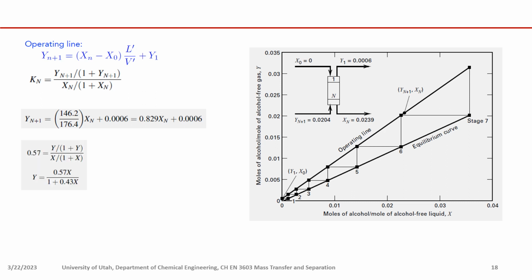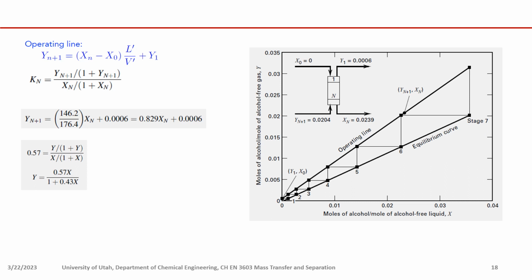Then you can calculate the equilibrium curve basically by plugging the numbers into the equation for K value, right? So we know y and x here, we know the K value. Just plug in there. Then rearrange this equation so you can write it as y as a function of x. Then you can plot it here. That's the equilibrium curve. Now we have the operating line, we have the equilibrium curve. We can do this step function to figure out how many stages we need.